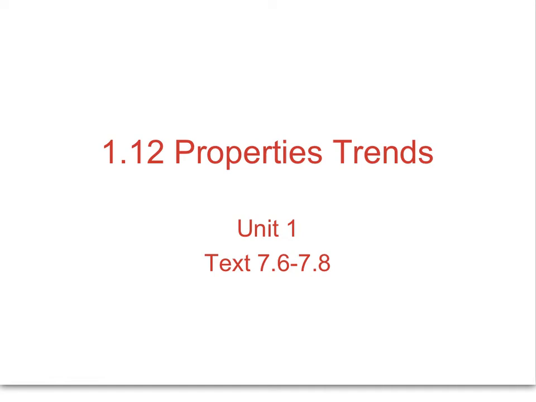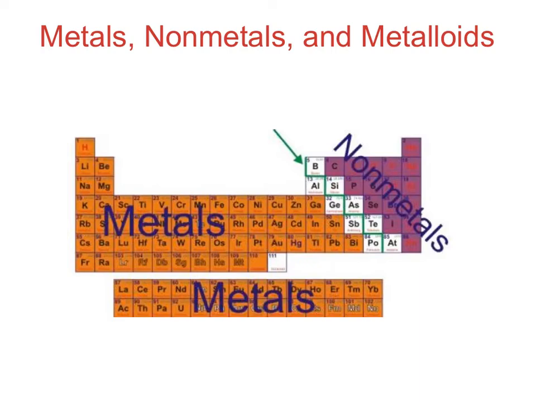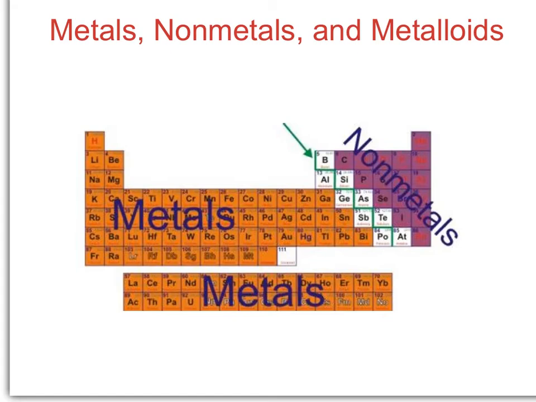Okay, in this podcast we're going to talk about the trends for properties, physical and chemical, in the periodic table that go beyond things like electron affinity and ionization energy, but are related to that. So the best way to talk about property trends on the periodic table is to think of it as broken down into three sections.